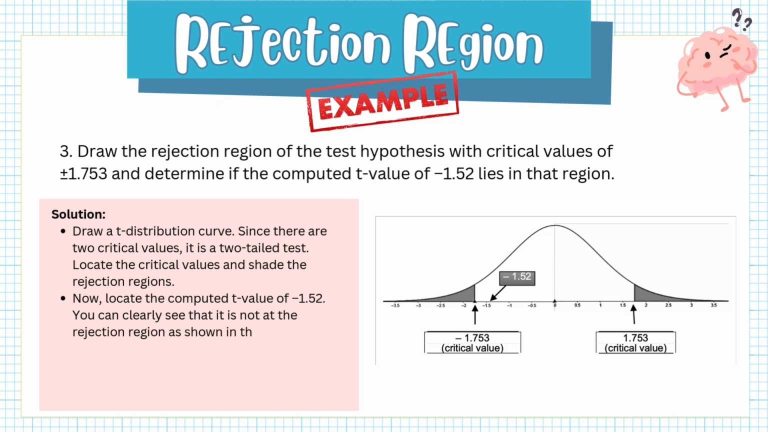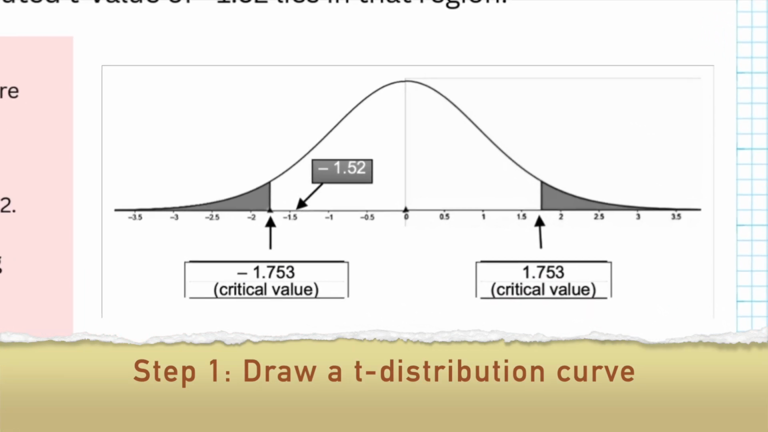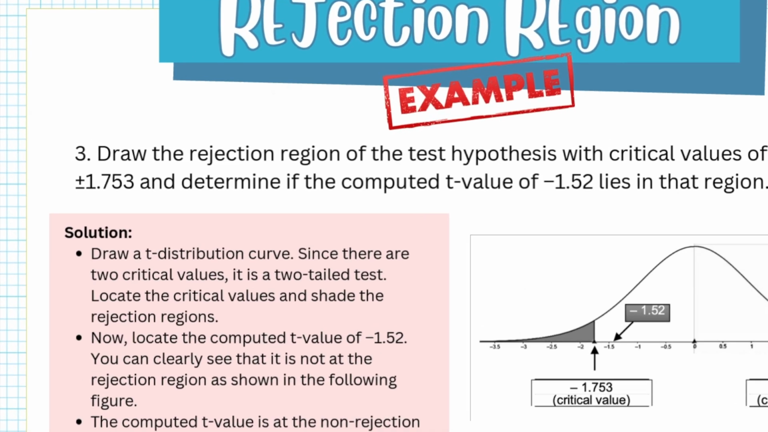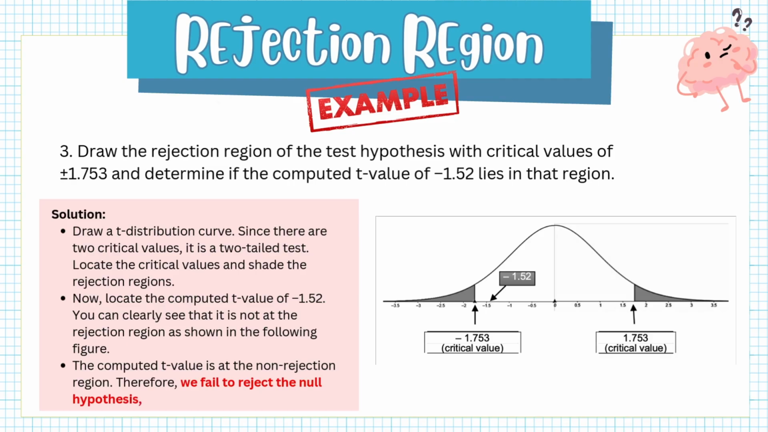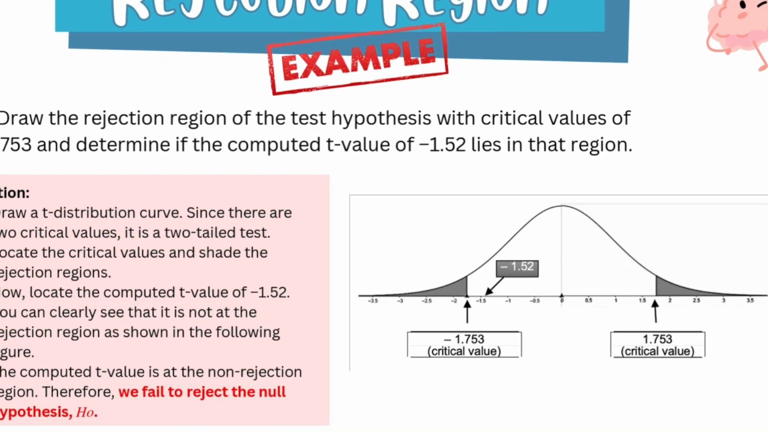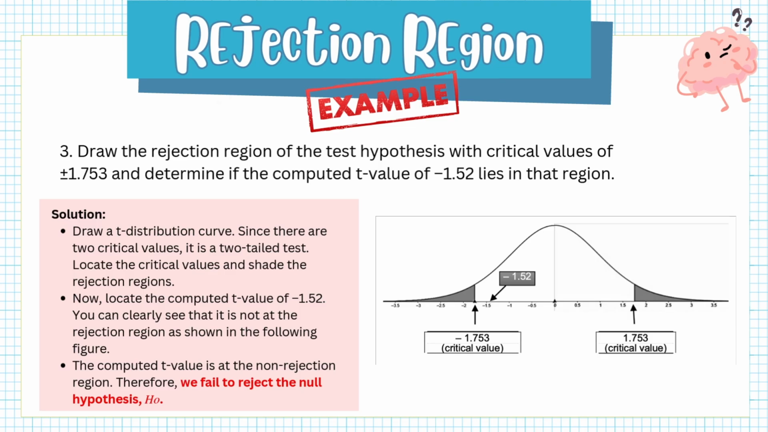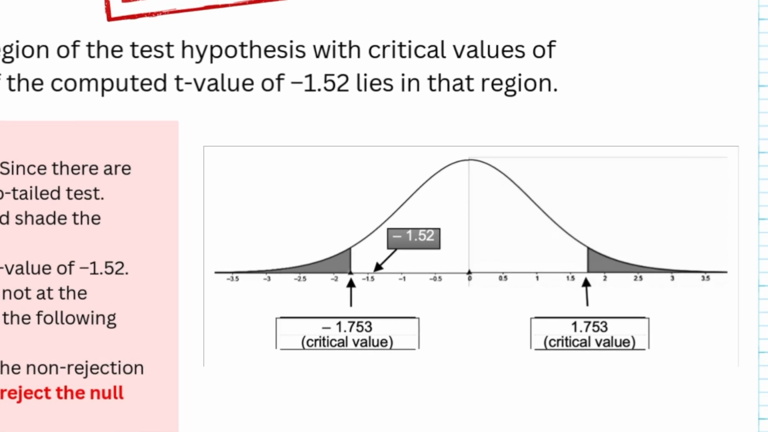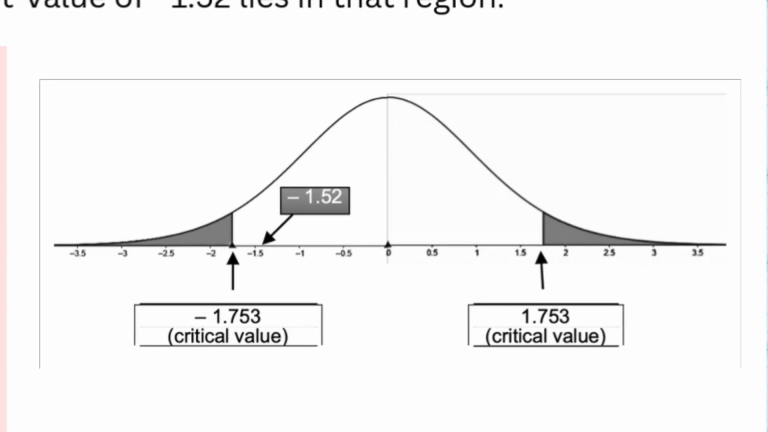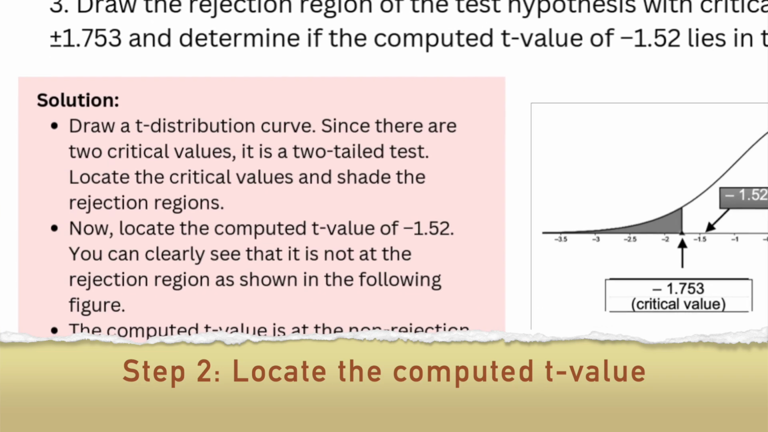So the first step to do is to draw the t-distribution curve. Since there are two critical values, it is a two-tailed test. Remember, the critical values given are the positive and the negative 1.753. So this is where negative 1.753 and the positive 1.753 are located. Now, we are going to locate the computed t-value of negative 1.52.